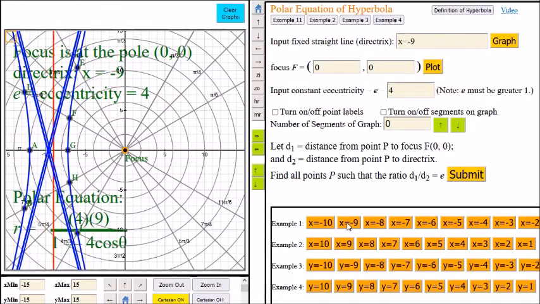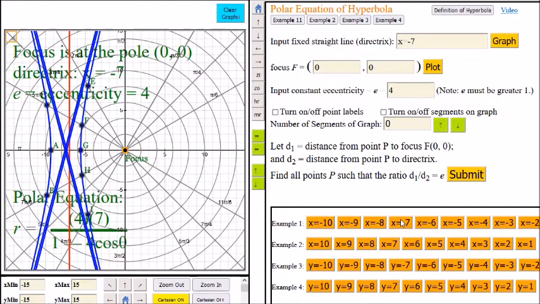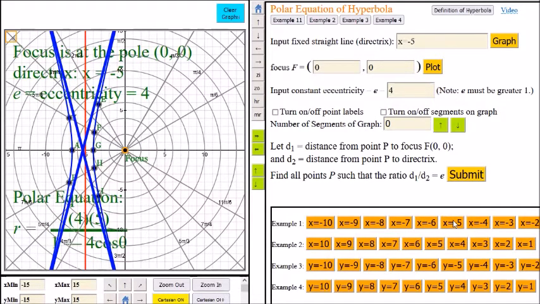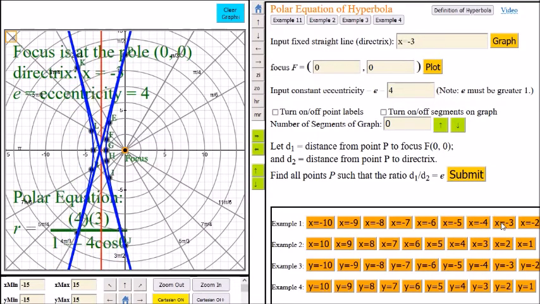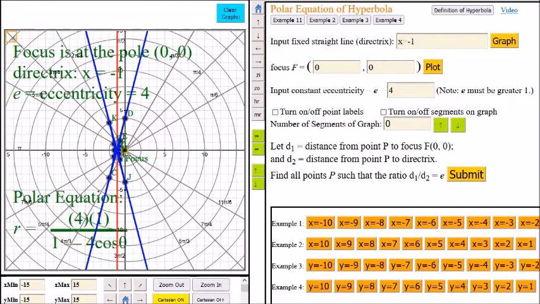And then here's what we get when the directrix is x equal to negative 9. And notice we got a 9 here. And then again, the 4 is the eccentricity number. And then directrix x equal to negative 8, negative 7, negative 6, negative 5, negative 4, negative 3, negative 2, and negative 1.